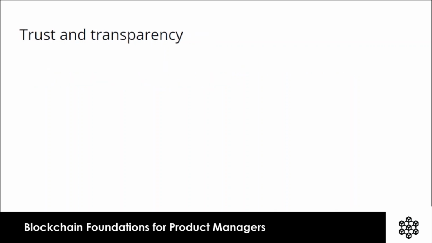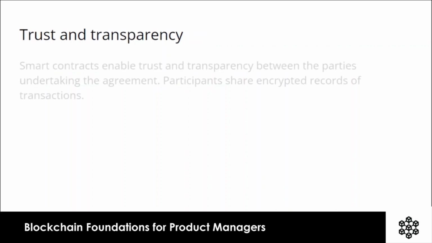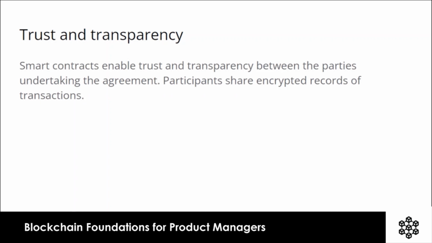Secondly, smart contracts enable trust and transparency between the parties undertaking the agreement. There is no need to wonder whether information has been changed for one participant's personal gain because there is no third party engaged and participants share encrypted records of transactions.